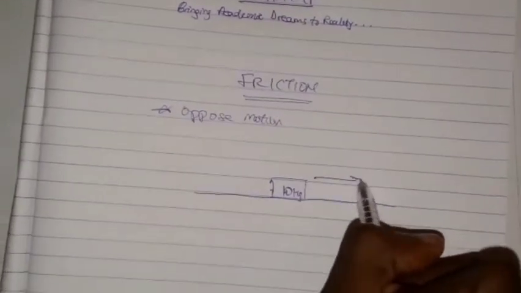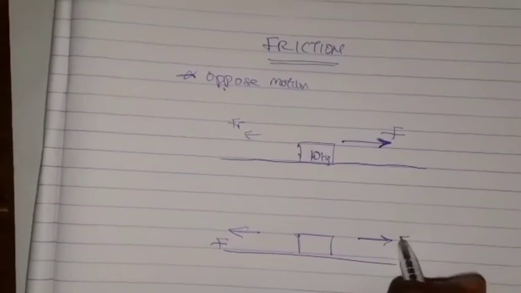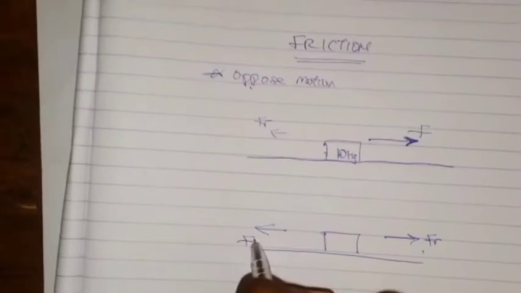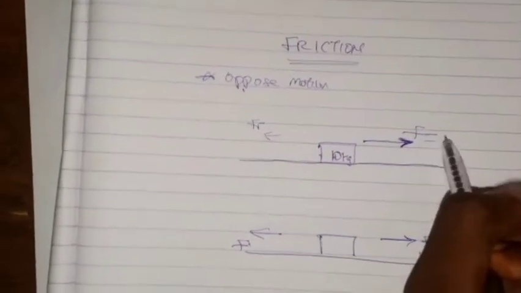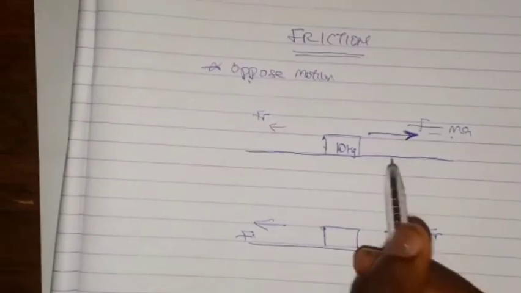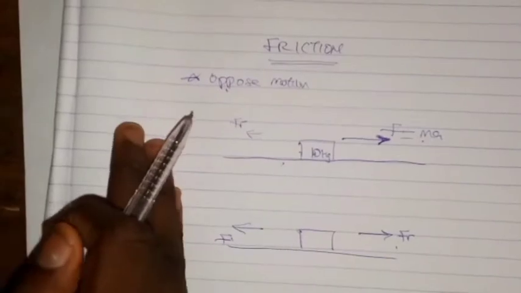Let's say the force is trying to push this body in this direction. The frictional force will be acting antagonistically to this force. So if the force is going in this direction, the frictional force will be going in the opposite direction. The frictional force is always opposite to the force, always opposite to F equals ma. So if the body is accelerating towards this direction, the frictional force will be acting towards the opposite direction.